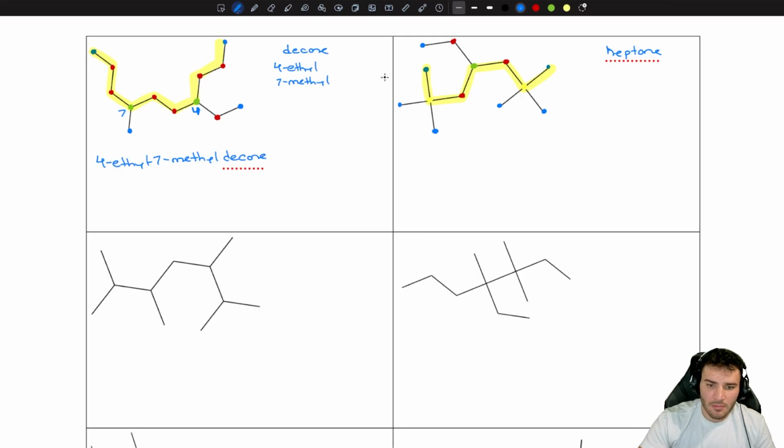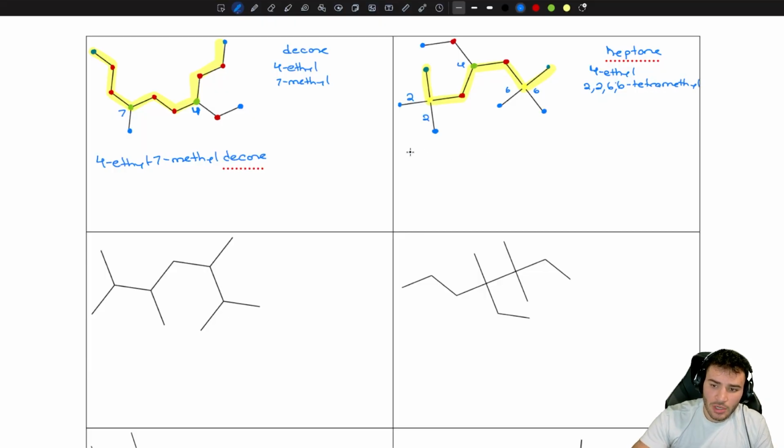Try to number by yourself, but I'll tell you that we have these 2 substituents on the number 2 carbon. This ethyl is on the 4 carbon, and these 2 are going to be on the number 6 carbons, meaning that we have 4 ethyl, and then we have 2, 2, 6, 6 tetramethyl.